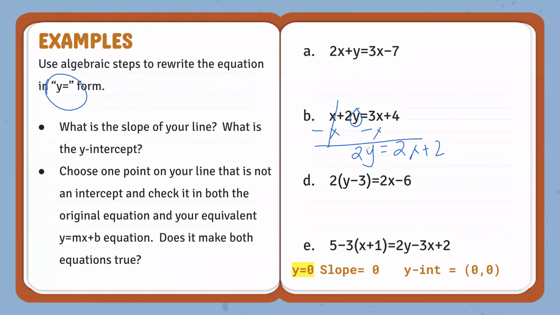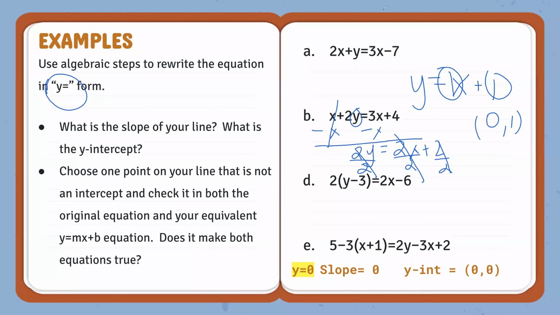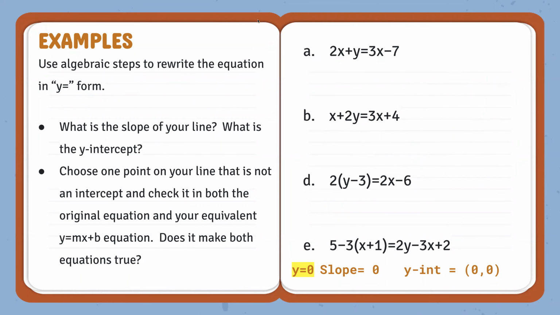Oops. And I still have a coefficient in front of my y. I want it to be 1. So I'm going to divide both sides by 2. And I get y is equal to 2 divides out 2, x, plus 2 divides out 2, 1. And that is my equation in y equals form. My slope is this invisible 1. My y-intercept is 0, 1. And the answers are right there.